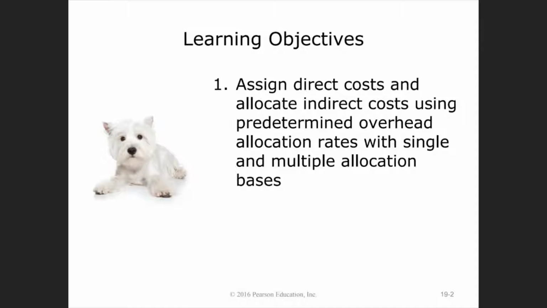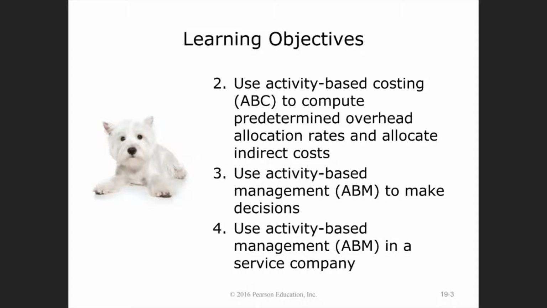Learning objectives. We're going to assign direct cost and allocate indirect cost using predetermined overhead allocation rates with single and multiple allocation bases. We're going to use activity-based costing, which is ABC, also known as ABC costing, to compute the predetermined overhead allocation rates and allocate indirect cost. Use activity-based management, which is ABM, to make decisions, and use activity-based management, ABM, in a service company.